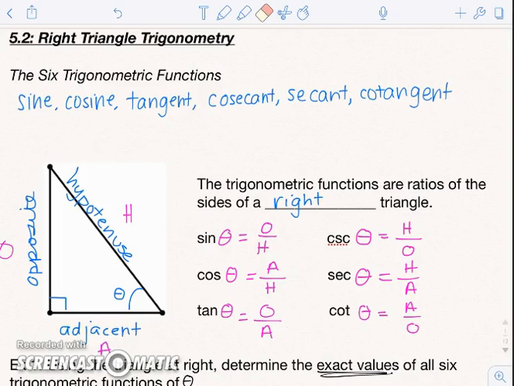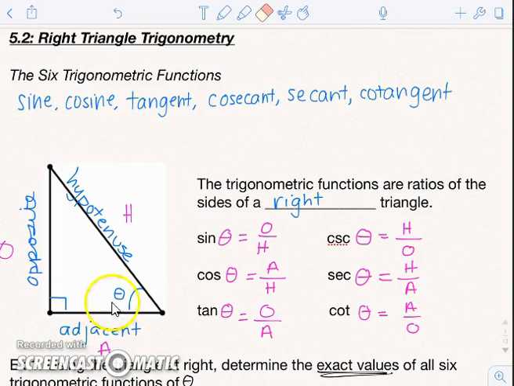Now might be a good time to pause and copy everything down so that you can follow along and just listen. When I'm talking about these 6 functions, what we're actually talking about are ratios of sides in relation to the angle that you've chosen and called theta. So the 6 trigonometric functions are just ratios of the sides of a right triangle.